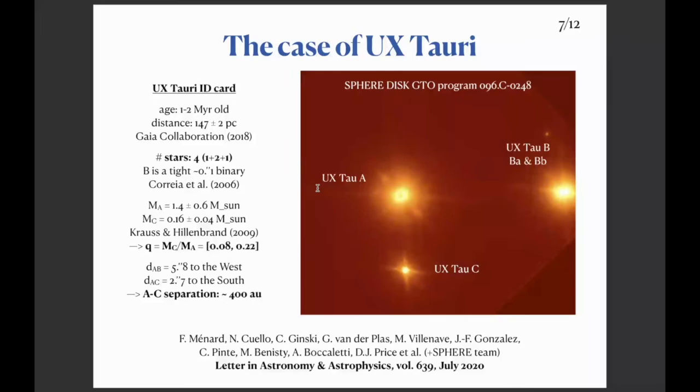It's a quadruple system. You can see four stars: a binary, UX Tau B, sorry, on the right. This is the primary, UX Tau A, and UX Tau C. This is going to be the perturber in this case. And the projected separation between these two stars, given the distance, is 400 AU. And we published this earlier this year.